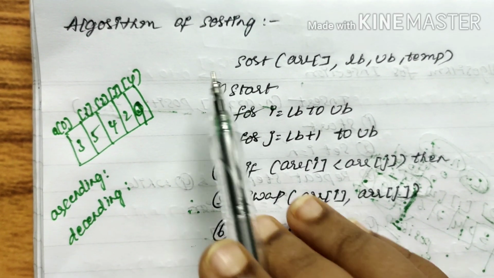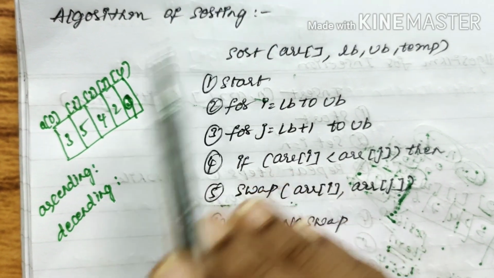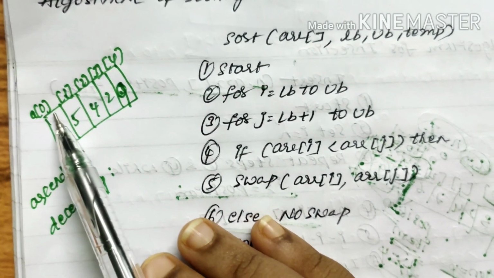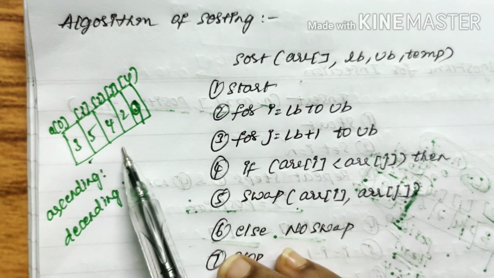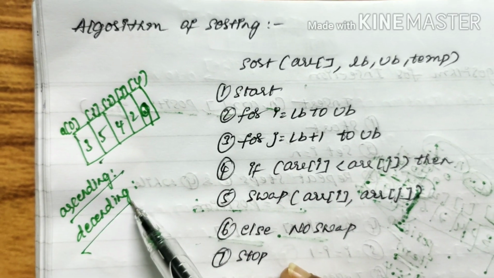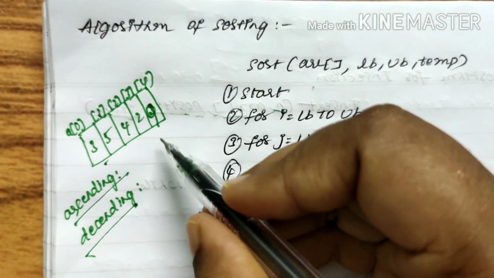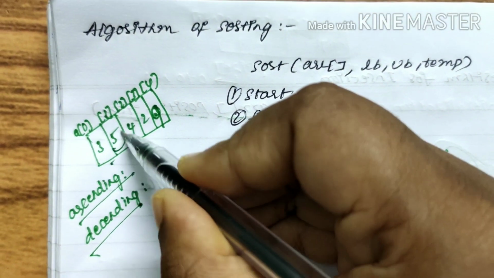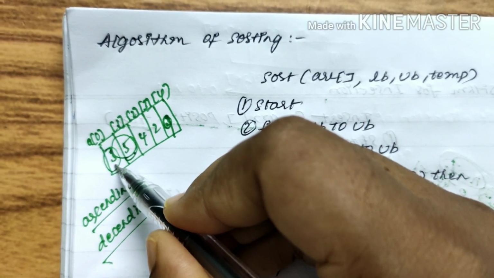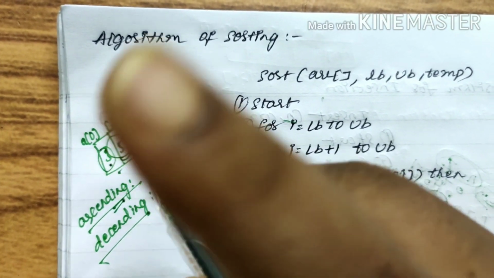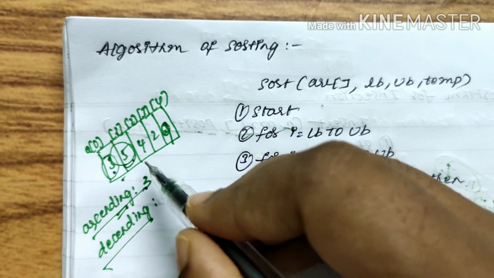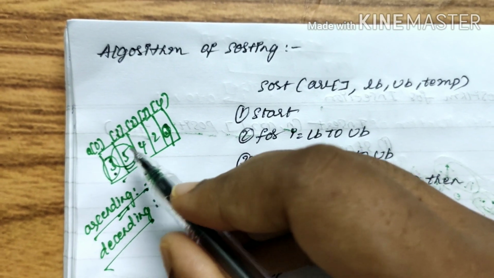Now let me explain the sorting with the help of an example. This is the particular array which I have taken. Indexes are from 0 to 4. Entire 5 elements are there. I am going to sort in ascending order and descending order. For ascending order, I am going to compare the second element with the first element. 5 is greater than 3. But ascending order means smallest should come first. So there is no swap. Now the elements remain the same.